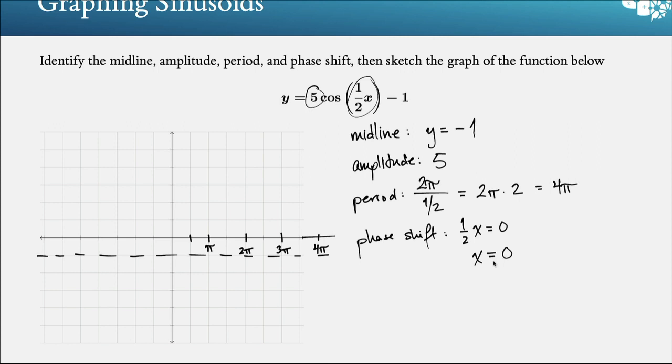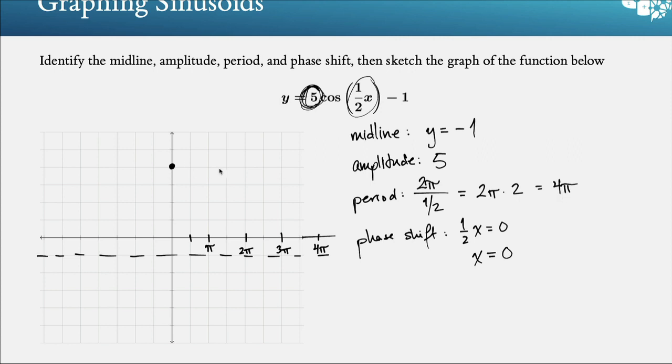Now our first point, we go to our x value for the phase shift. It's x equals 0. For cosine, we go from the midline vertically the number in front of the cosine. So from the midline, that's +5, we're going to go up 5. 1, 2, 3, 4, 5. There's a point. From there, we're going to move horizontally the period to get another point.